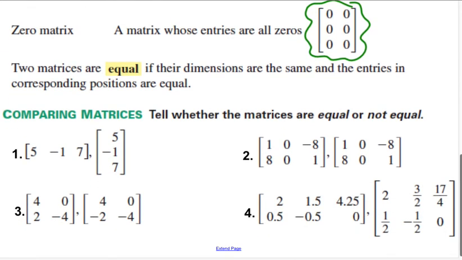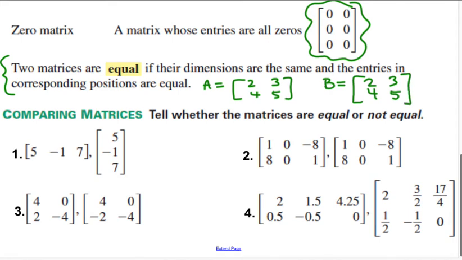Please write down this information right here. 2 matrices are equal if they have the same exact dimensions and the same entries in every corresponding position. So if I give you a matrix like this, 2, 3, 4, 5, and this is matrix A, for it to be equal to another matrix, it must have the same exact dimensions, so a 2 by 2, and the same exact entries or elements within those positions. So these would be considered equal. So matrix A equals matrix B.